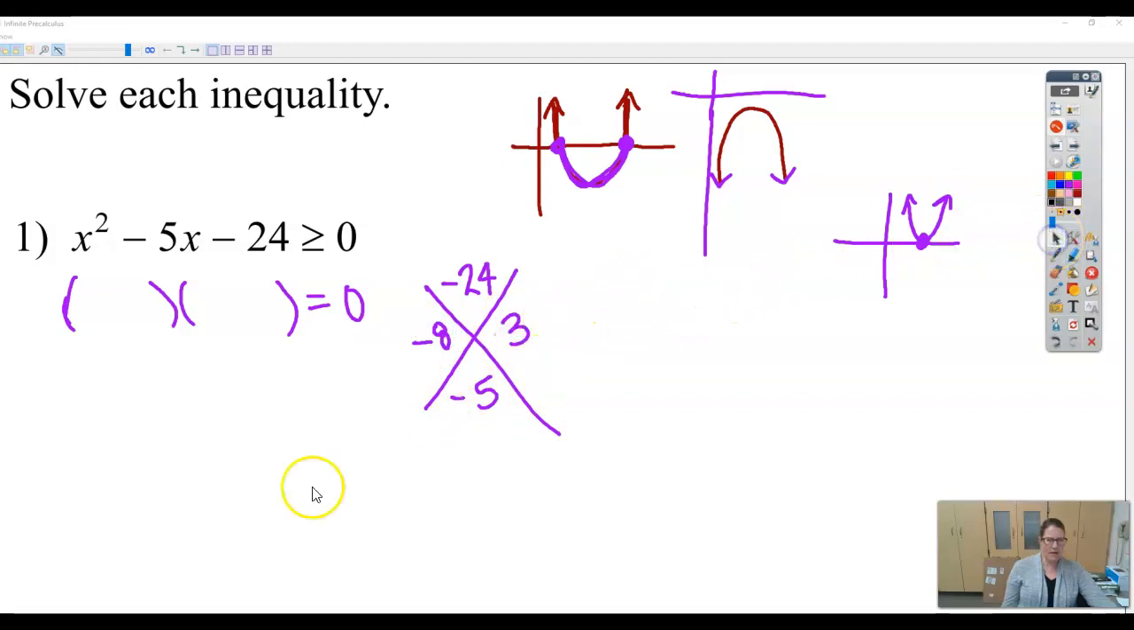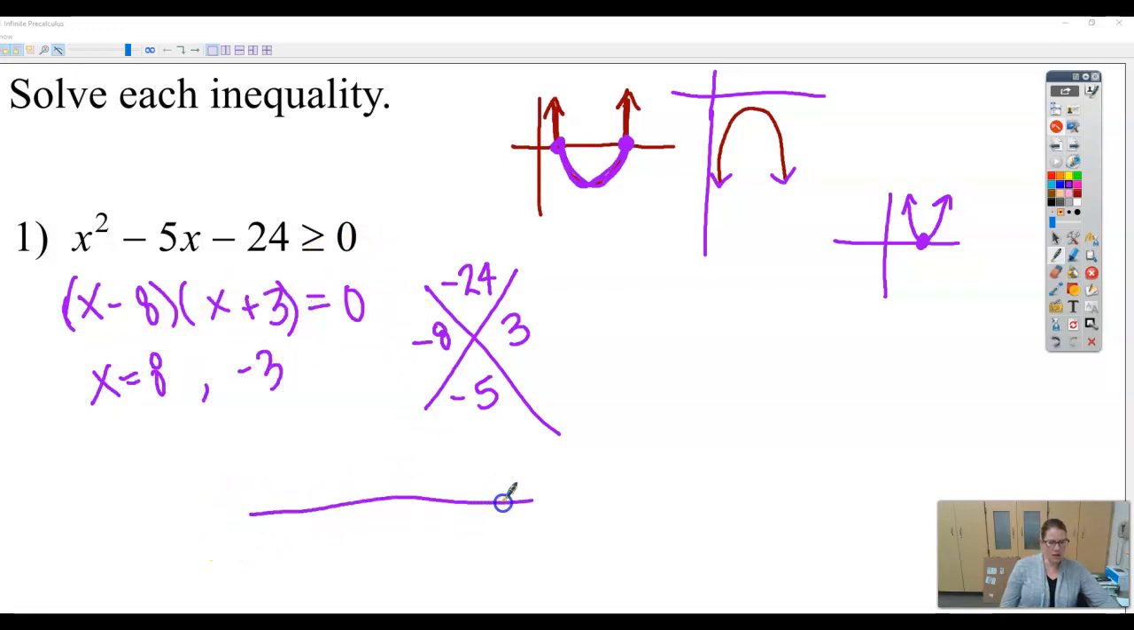So now what we need to do is write it in factored form, which would just be x minus 8 times x plus 3. And then to find those places where they cross, to find the solutions when it equals 0, we would find the x value that makes each one equal 0, right? So that would be positive 8 and negative 3.